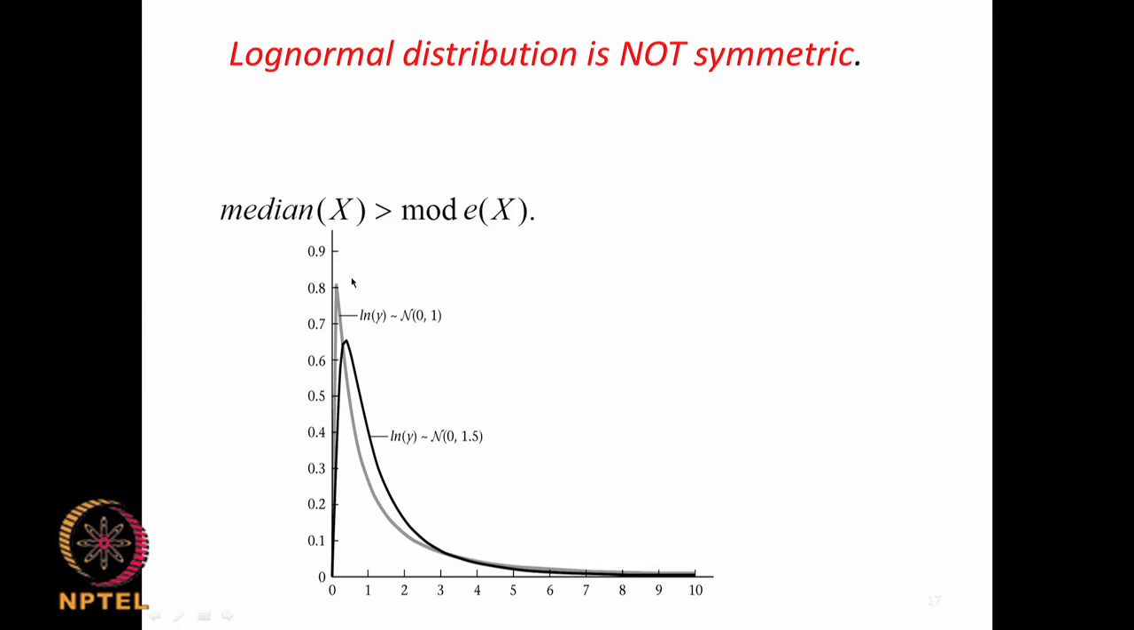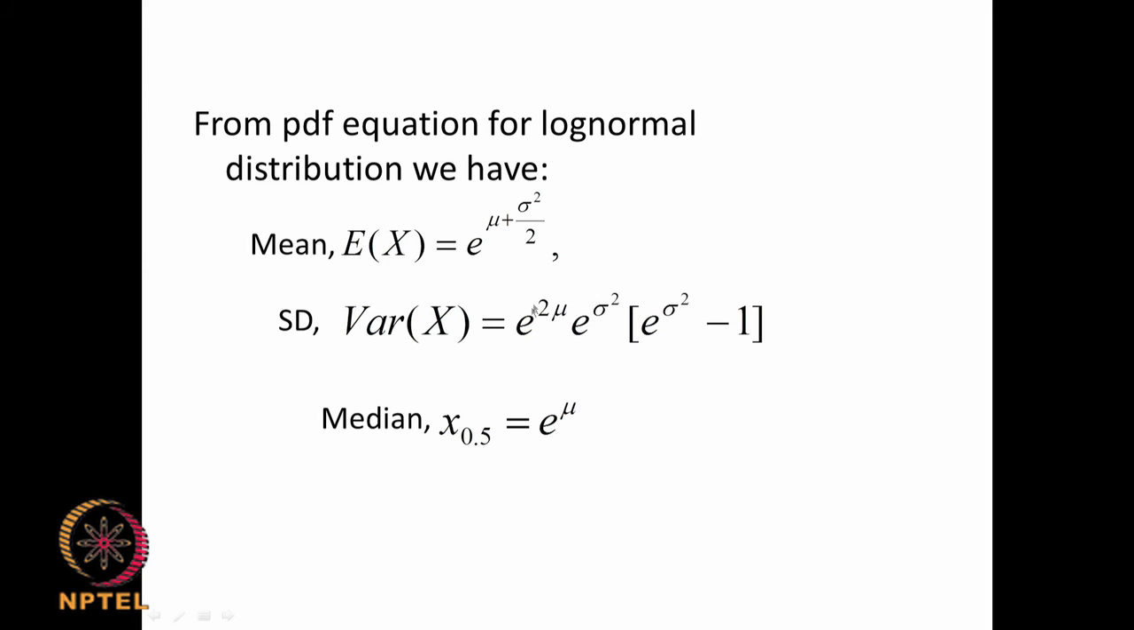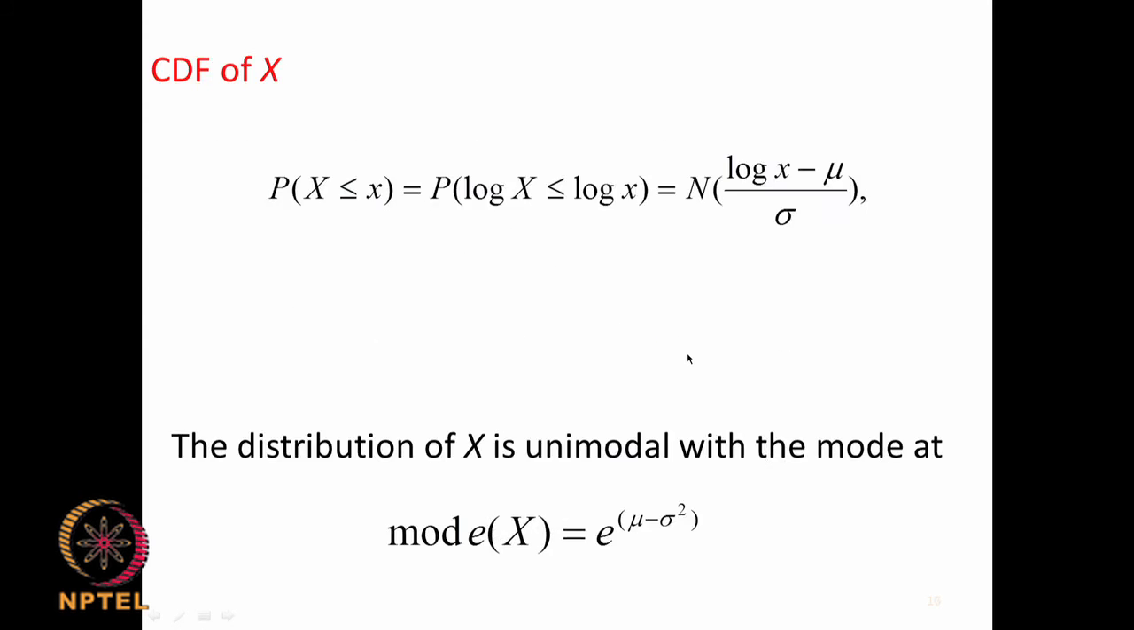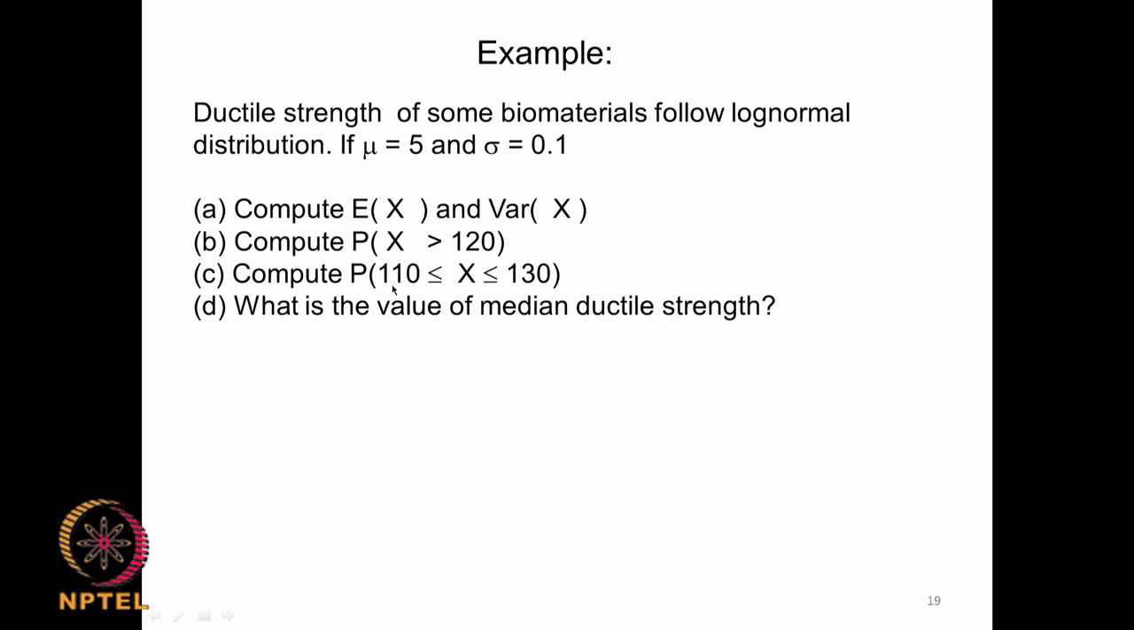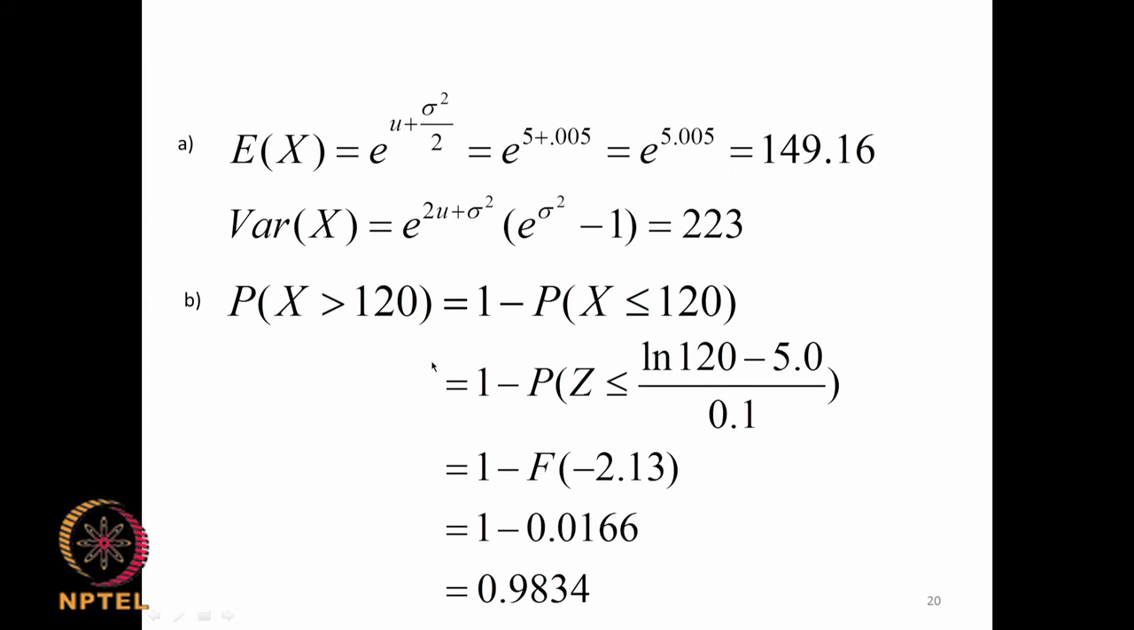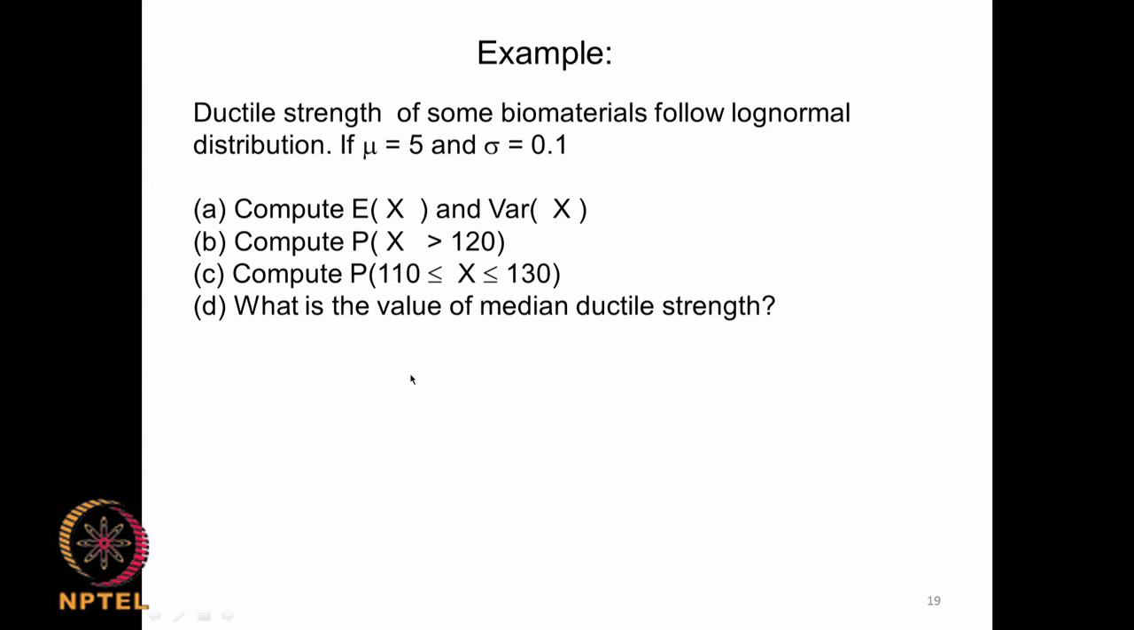Variance, what is the formula for variance? Variance is given like this, right, e^(2mu plus sigma squared) times (e^(sigma squared) minus 1). So we calculate that and we get a variance of 223. Now the third question is to compute the probability that the data will lie between 110 and 130. Before that, compute the probability for x greater than 120.